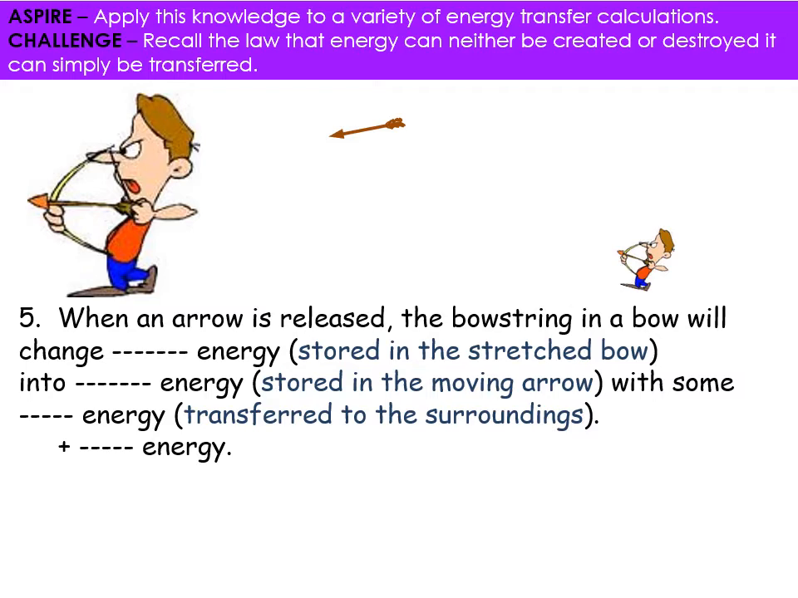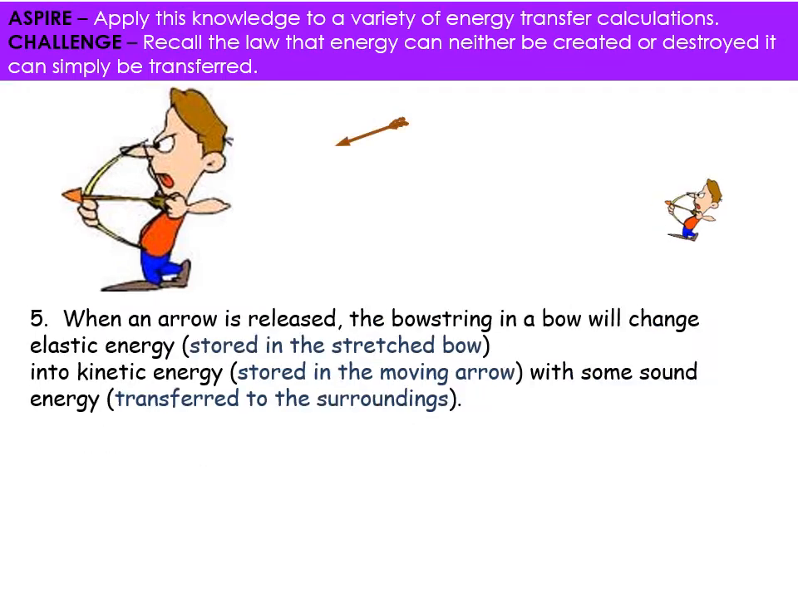So let's have a look at the answer. When an arrow is released, the bowstring in a bow will change elastic energy, as you can see, stored in the stretched bow, into kinetic energy, stored in the moving arrow. So remember when I said moving and kinetic? That's because the arrow is moving, with some sound energy transferred into the surroundings. So that's what will happen with that one.